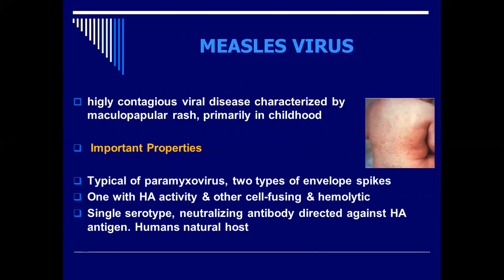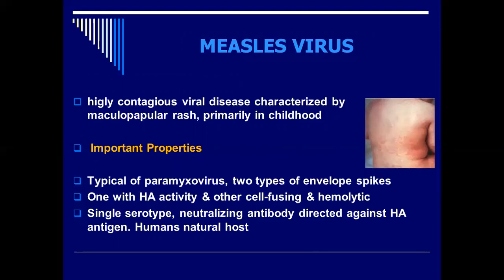We have one with the hemagglutinin activity, and the other with the cell fusion and hemolytic activity. So the spike of measles virus has two different spikes. One is with the hemagglutinin activity, and the other is with the cell fusion or hemolytic activity. Now there is a single serotype. This means that immunity against one virus will provide immunity against the other also.